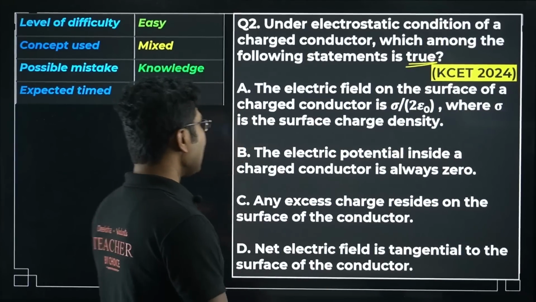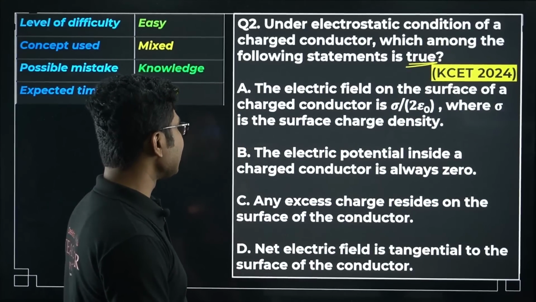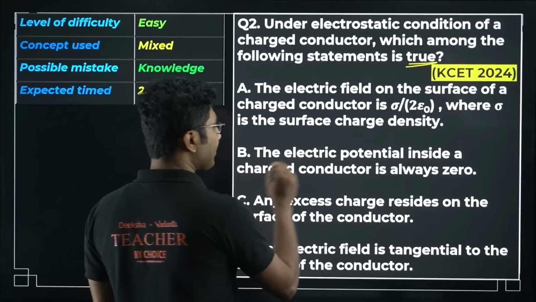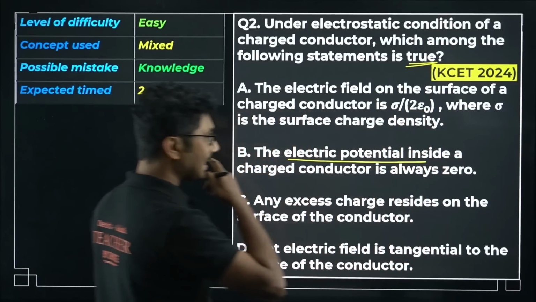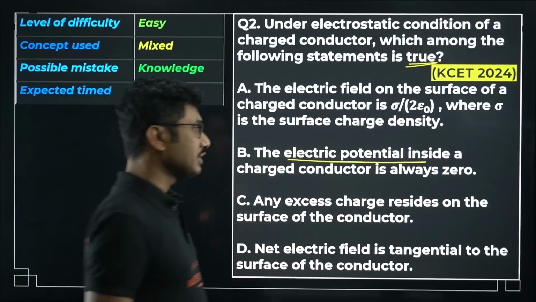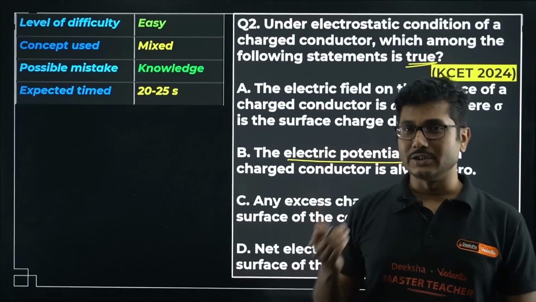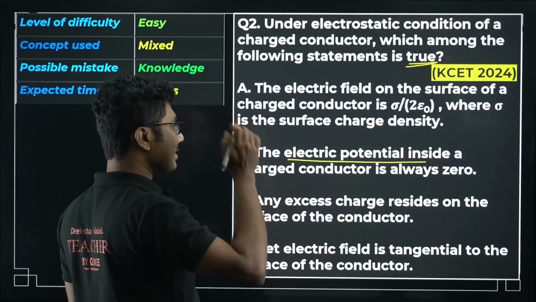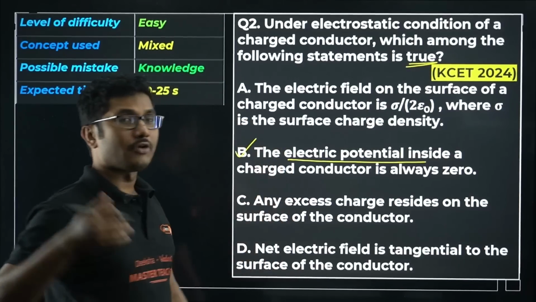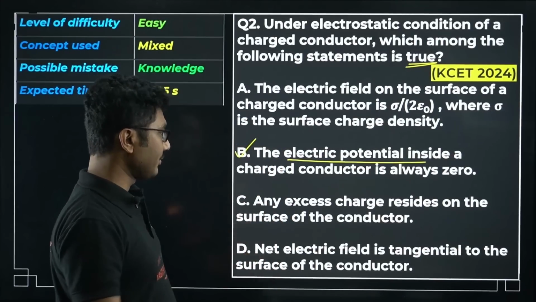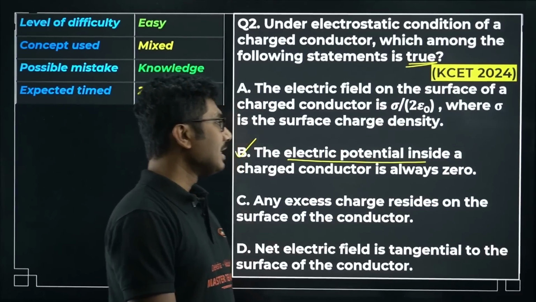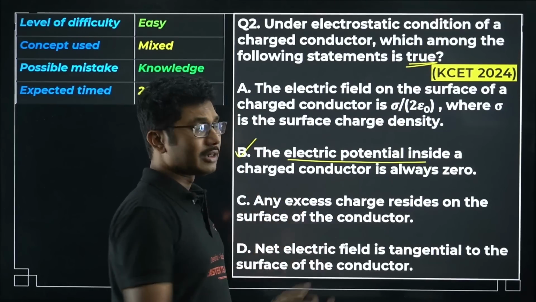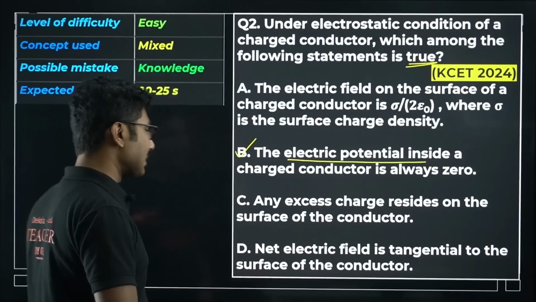So this is correct. The electric potential inside a charged conductor is always 0. So this is a wrong statement. Electric potential inside a conductor is not 0. It is constant. Electric field is 0. Okay, not the electric potential. So definitely we have found our answer, but for the sake of knowledge we will check the other 2 options as well. Any excess charge resides on the surface of the conductor. Yes, that is also correct. All the excess charge stays on the surface of the conductor.